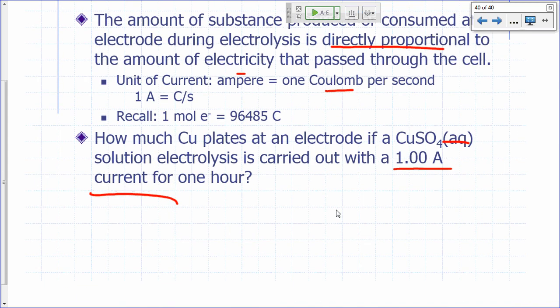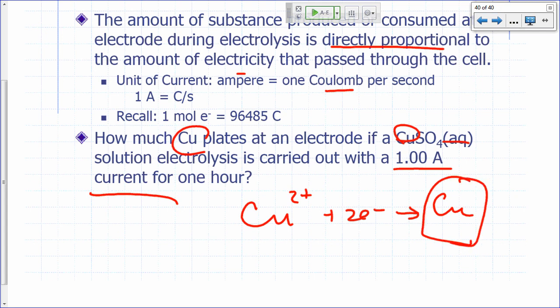So if you want copper to plate from copper sulfate, what's the half reaction here? Copper ions plus 2 electrons will give you copper, right? That's what you need to accomplish. So how much of the copper can you make to plate at an electrode if you do this experiment using a 1 amp current for 1 hour?